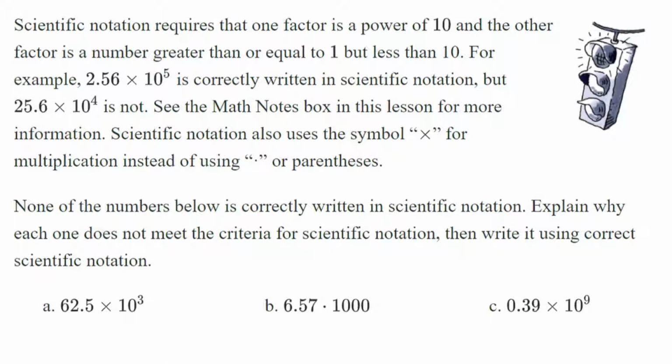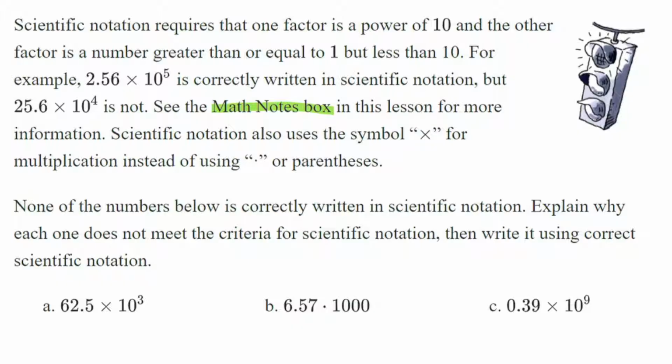So scientific notation requires that one factor is a power of 10, and the other factor is a number greater than 1, but less than 10. I like how that's written. In fact, I encourage you to look at the math notes section in this chapter. In this particular section, there is a math notes box that we should look at, and they ask you to see that for this problem specifically.